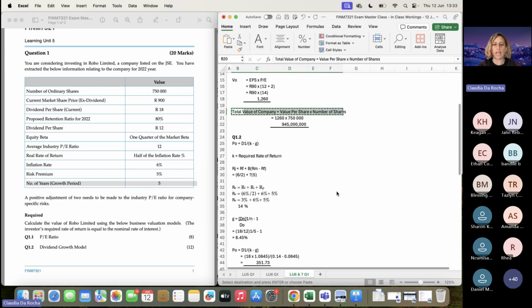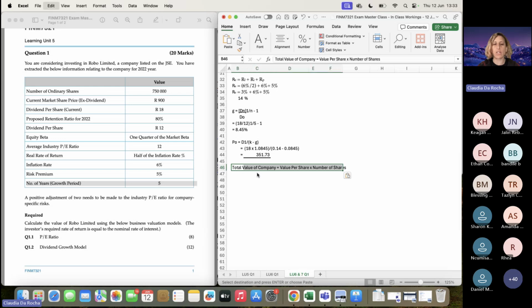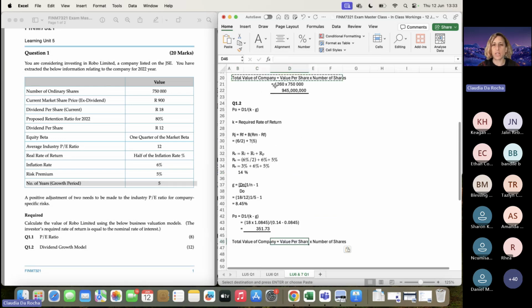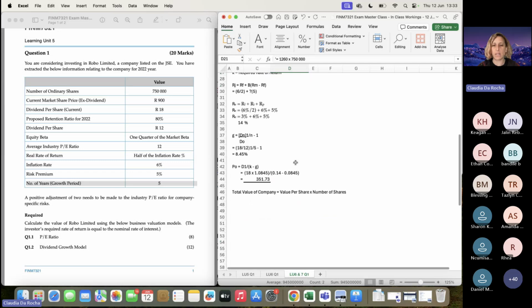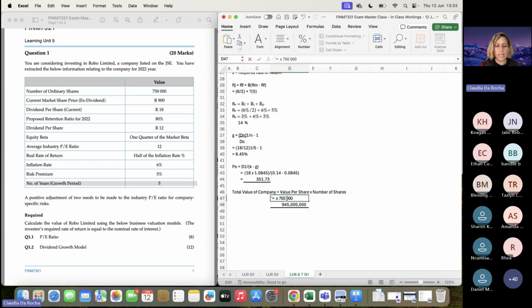Again, because the question asked you to value the company, I need to go and calculate the total value of the company. So I have to say the value per share times the number of shares. It's very similar to what I've done in the previous one, except we are replacing the answer with our answer above. And it gives us 263 million.